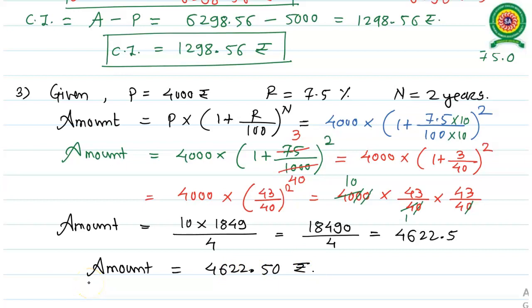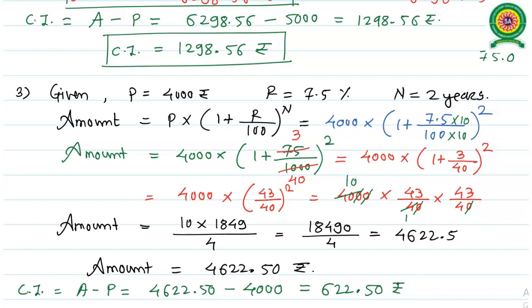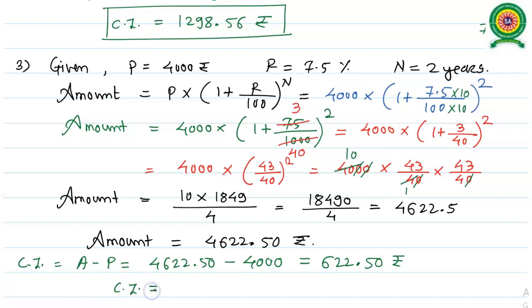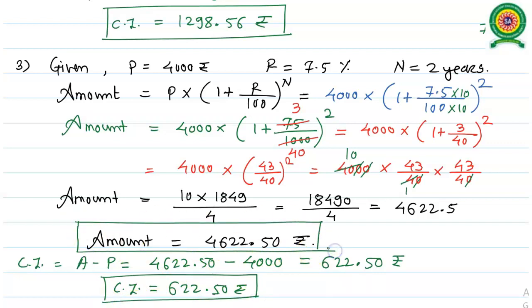Okay. So now we are going to evaluate the compound interest. The formula for compound interest is amount minus principal. So 4,622.50 minus the principal value 4,000 gives 622.50, or just 622.5, it doesn't matter. That means 622 rupees and 50 paise. So at the end of the 2 years, the compound interest is 622.50 rupees. Likewise, for the third sub question of your table, the amount is 4,622.50 rupees and the compound interest is 622.50 rupees.